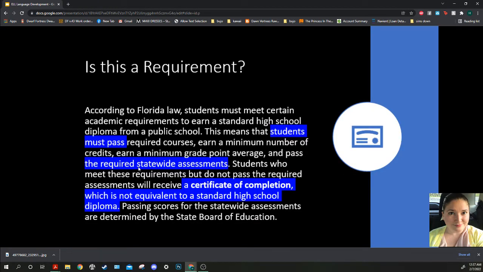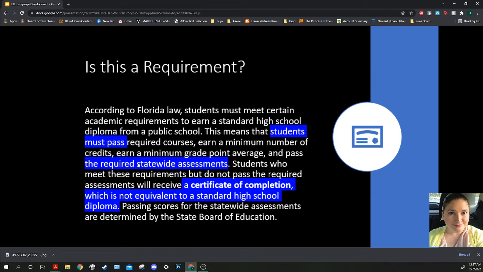And is this a requirement? Well, according to Florida law, students must meet certain academic requirements to earn a standard high school diploma from public schools. This means that students must pass required courses, earning a minimum number of credits to earn a minimum grade point average, and pass the required statewide assessments.